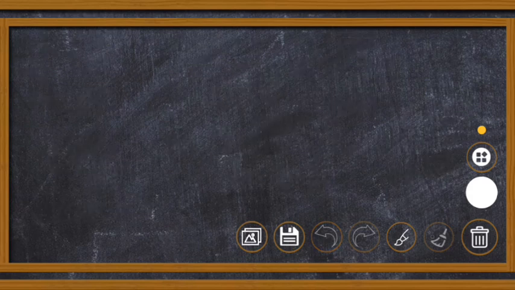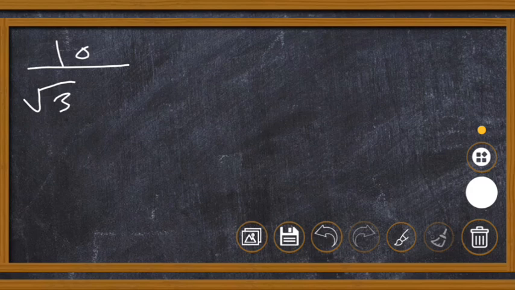Now, what if you have a denominator which has a sign? Let's say you have 10 over root of 3 minus 1. How can you rationalize the denominator?